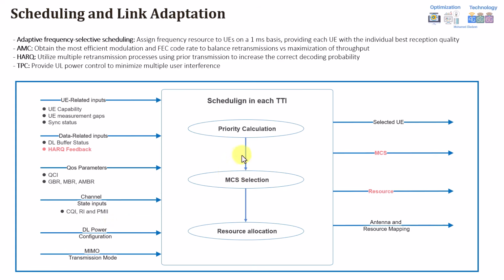And you have also the downlink power configuration. For example, you can have the reference signal power, you can increase it or decrease it. You can have some optimization in PDSCH power, you can increase and reduce it. Then you have the transmission mode, whether you are going to use closed loop, open loop, and so on.